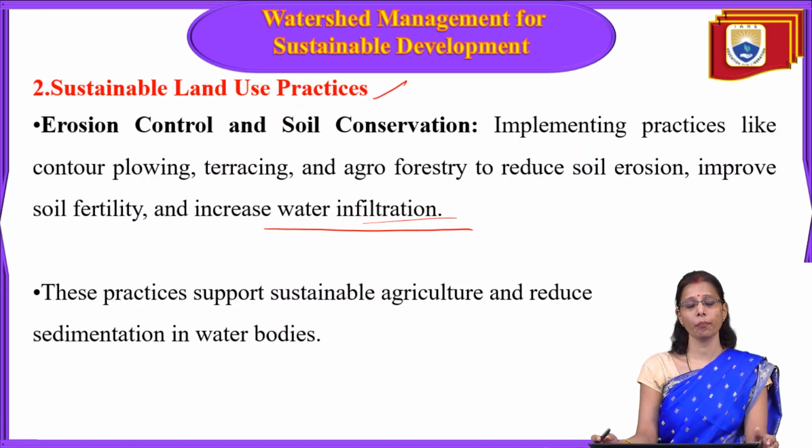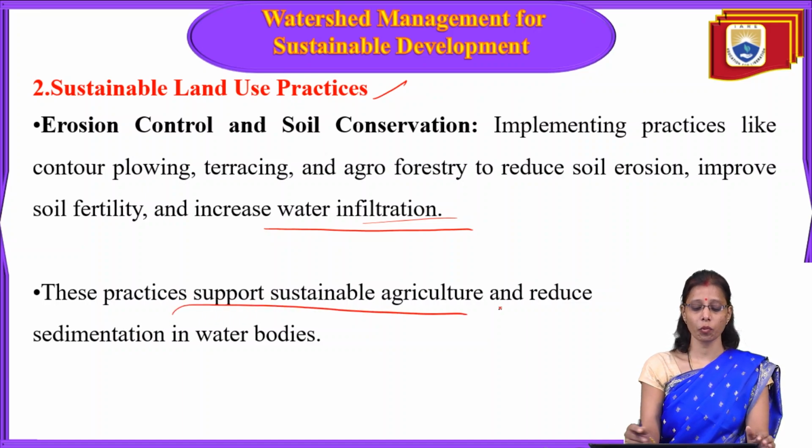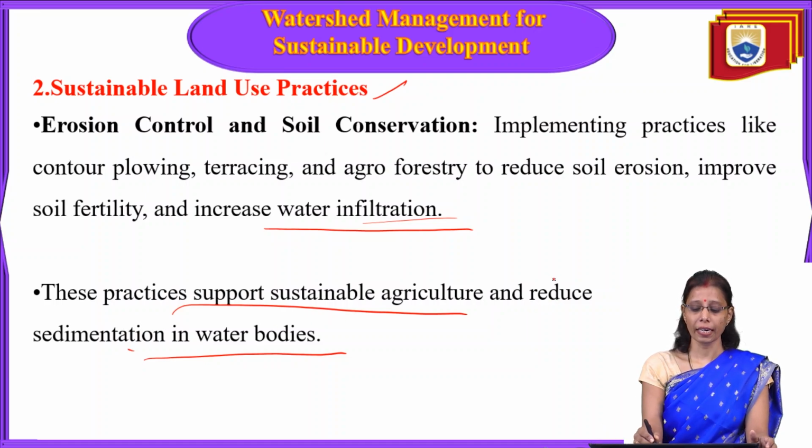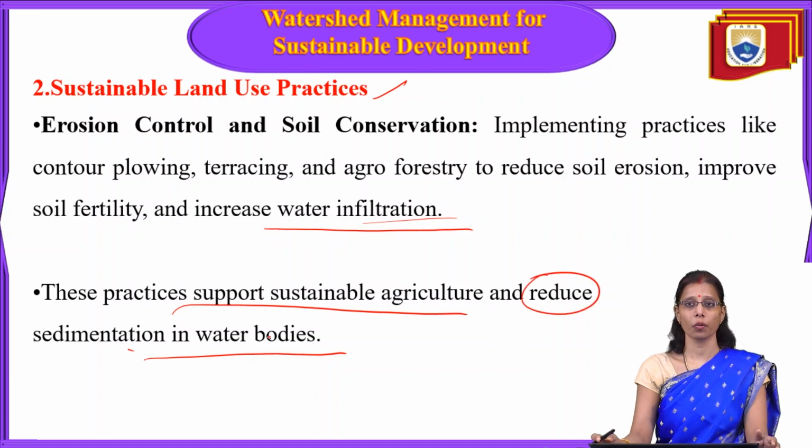So if the soil holding capacity is more, that means the water will be held over there, and the infiltration rates will be high, and the groundwater will be more over there. So these practices support sustainable agriculture and reduce the sedimentation in the water bodies. If you go with reforestation, if you go with reducing the soil erosion, that will help us reduce the sedimentation in the water body, because once the soil erosion is not there, that means the reduction of the sedimentation will be happening.